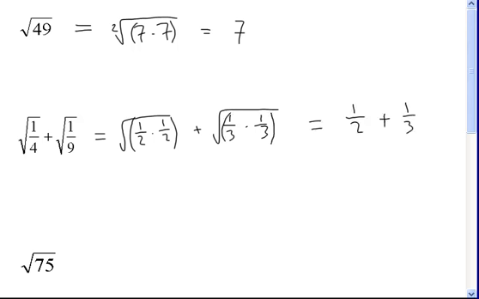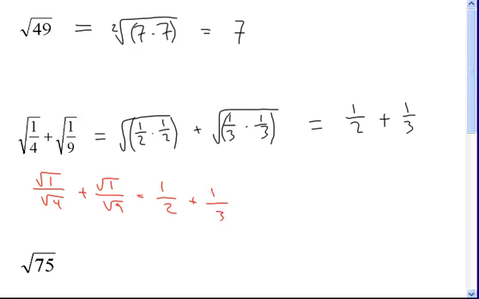By the way, it's a good thing to know that there's another way to do that as well. I could have also said, oh, you know what, I'm just going to apply this to the top and the bottom separately. So root 1 over root 4 plus root 1 over root 9 would just lead me to, well, the square root of 1 is just 1, square root of 4 is just 2, plus the square root of 1 is just 1, square root of 9 is 3. So you get to the same spot either way.